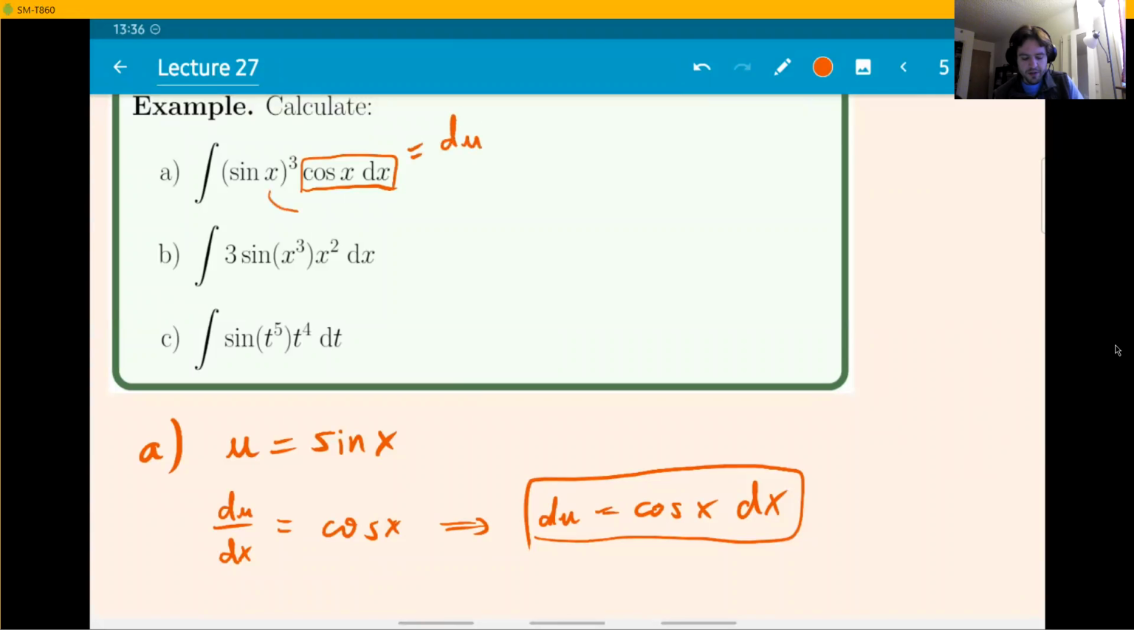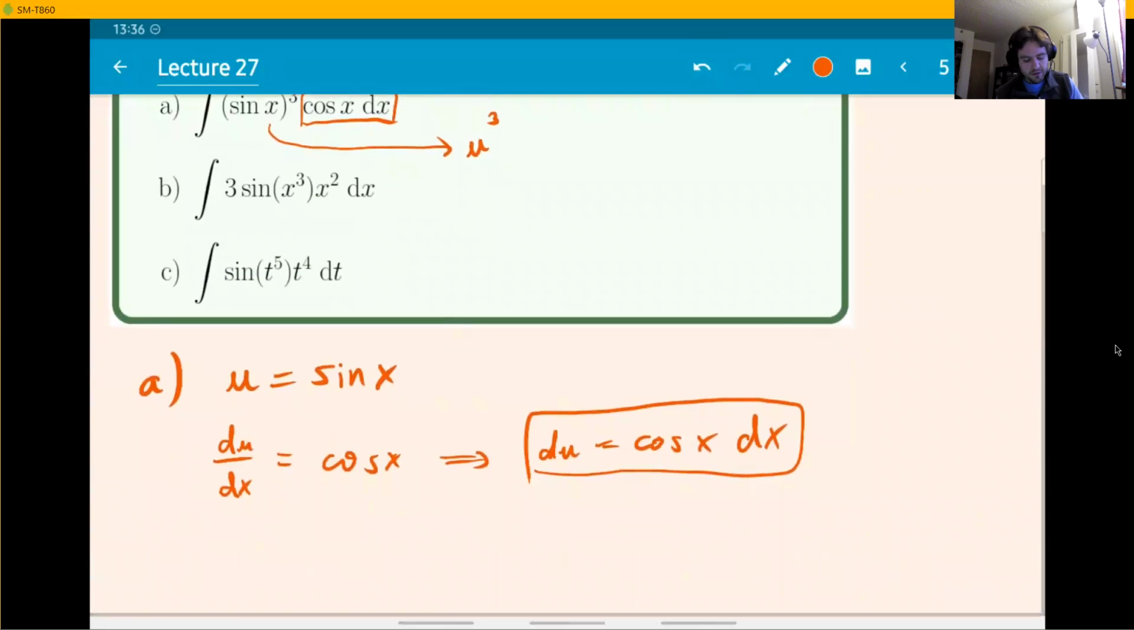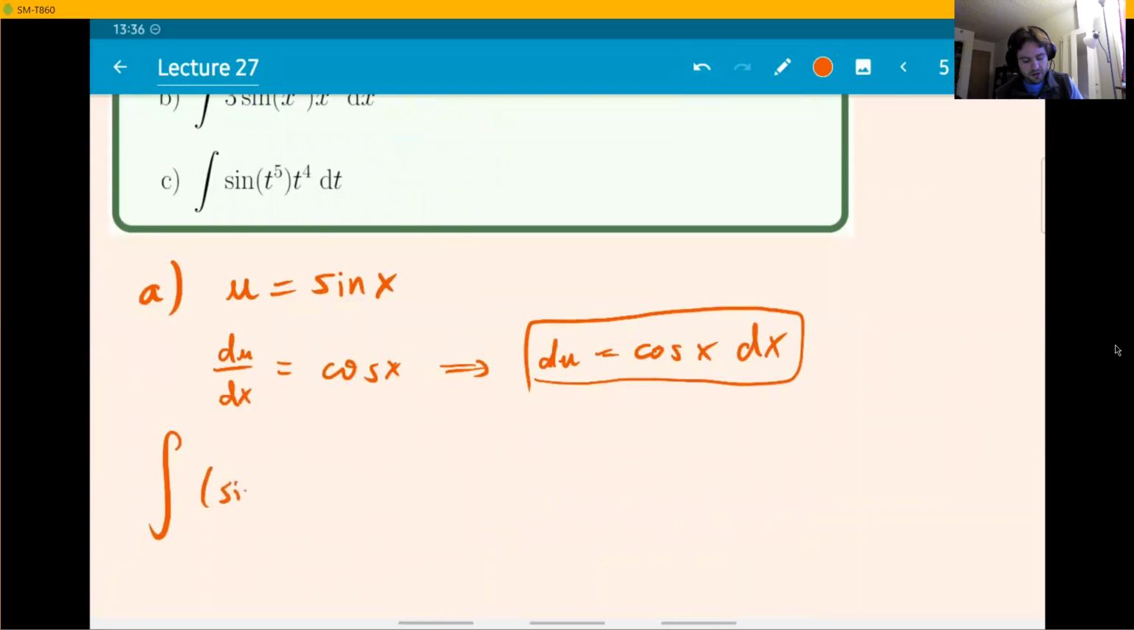But then what is the rest of the function? Sine x cubed, that's the same thing as u cubed. u is sine x. So the integral, I'm going to leave this here. The integral of sine x cubed cosine x dx becomes the same thing as the integral of u cubed du.